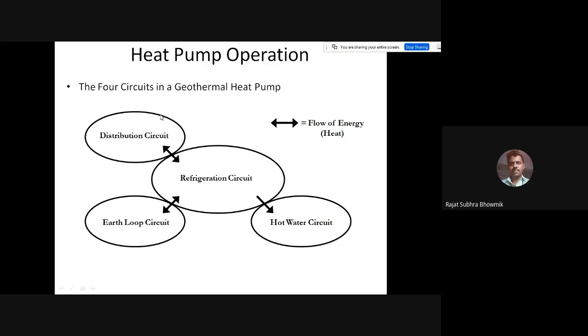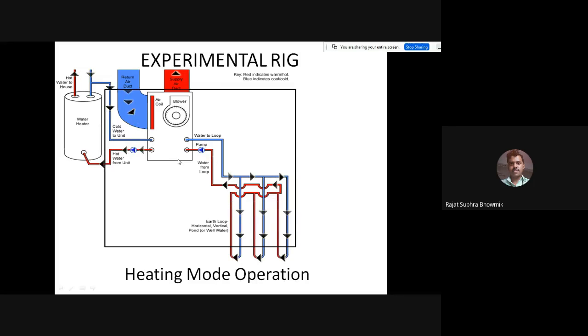This is the main refrigerant circuit, which runs on the vapor compression refrigeration cycle, and this is the earth loop cycle, this is the hot water circuit, and this is the distribution circuit. All of the circuits operate separately, exchanging heat only by the heat exchanger process. This is the schematic diagram of the heating experimental rig, for heating mode operation. This is the main heat pump operation, and there are three other cycles.